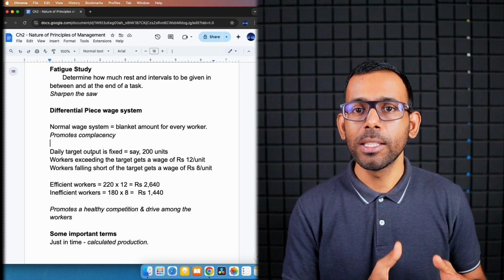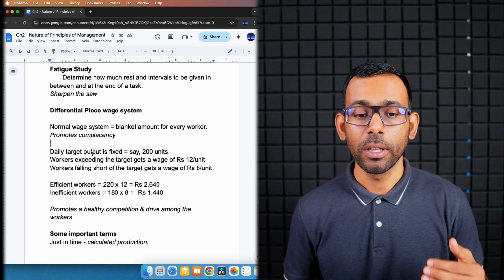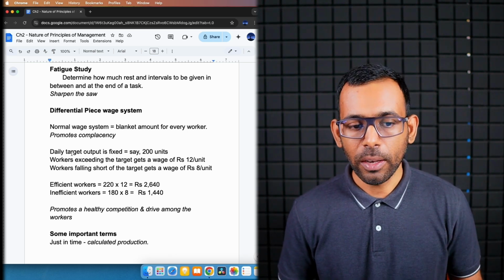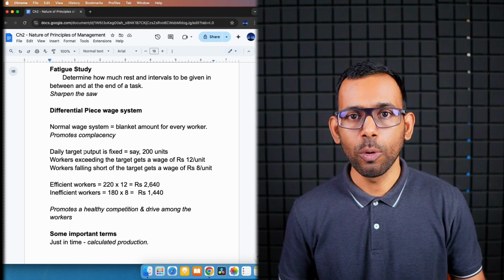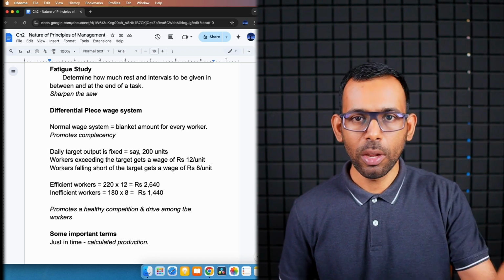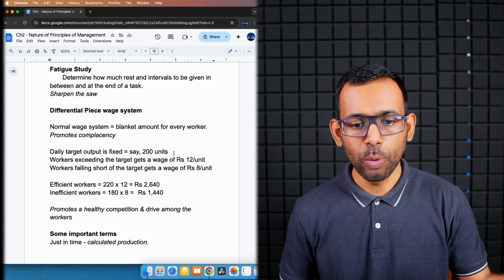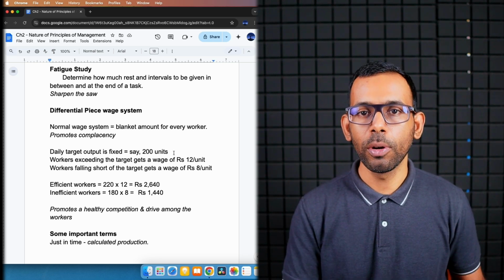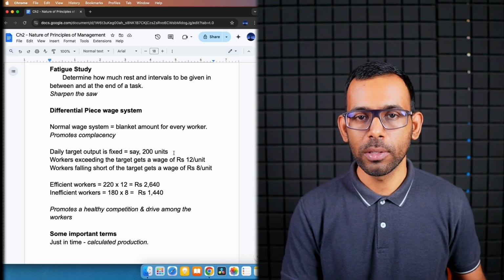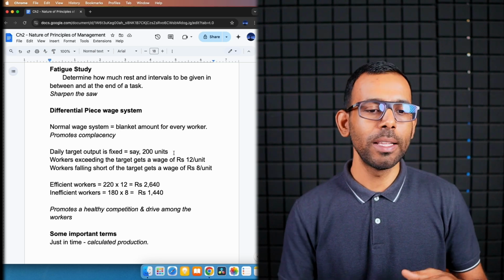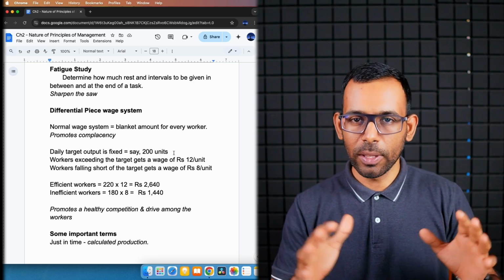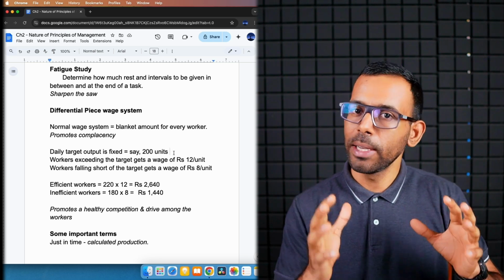How can he classify people as efficient and inefficient? So Taylor says that every factory should have a daily target output fixed. So let's say you are also again in your factory's case. Now you have fixed a target that every worker should produce at least 200 units. It can be anything. Let's say you are running a packaging company, and for the sake of simplicity, the product is the same.